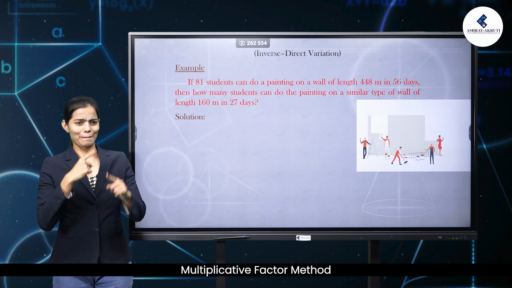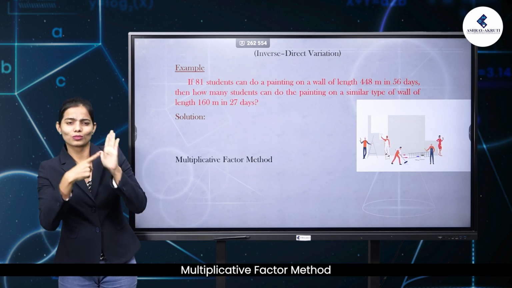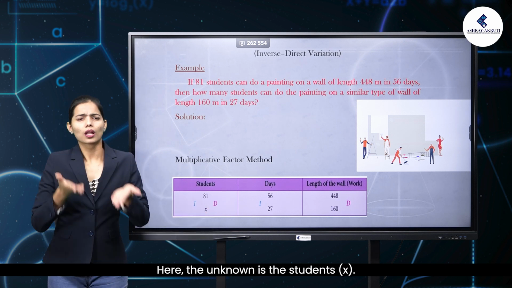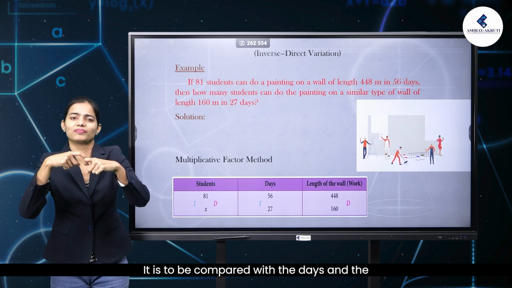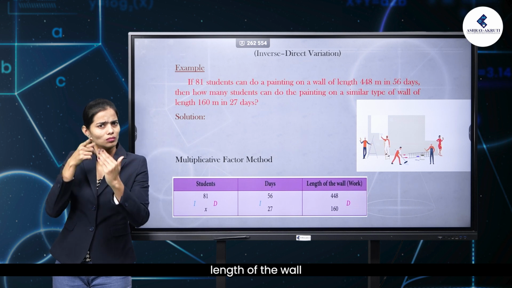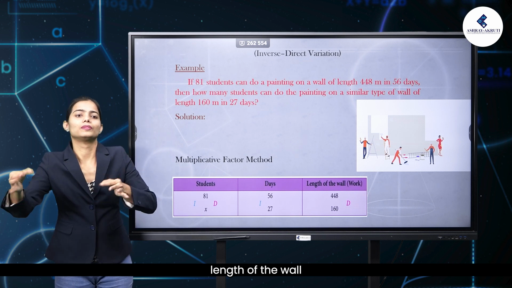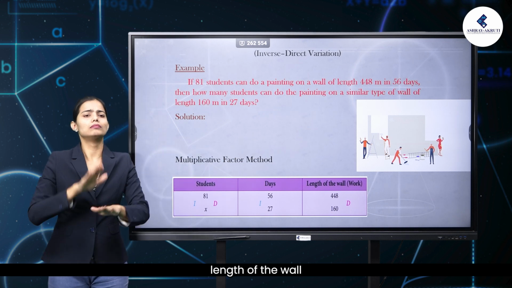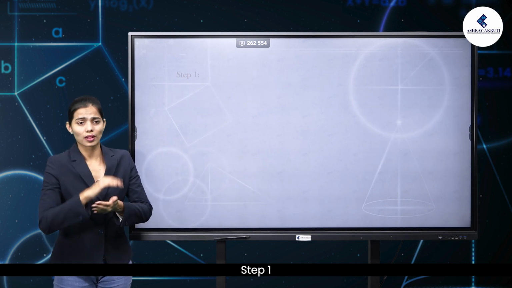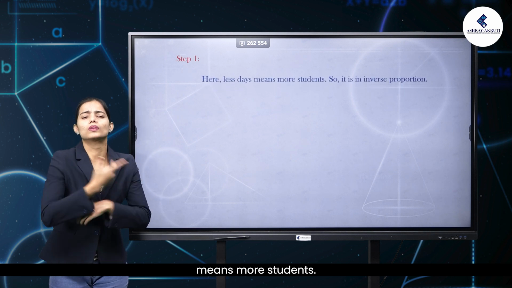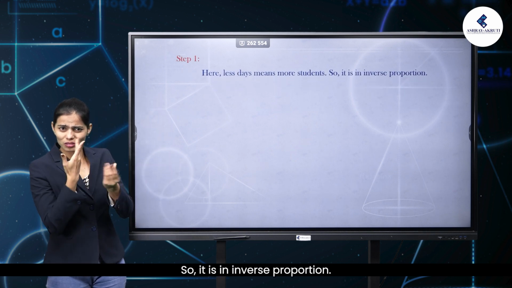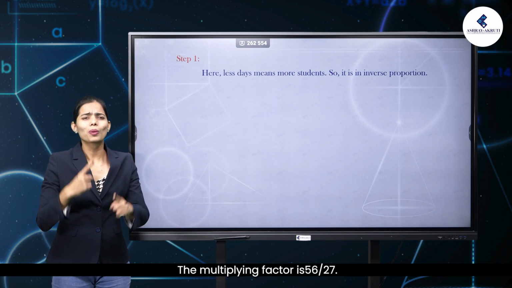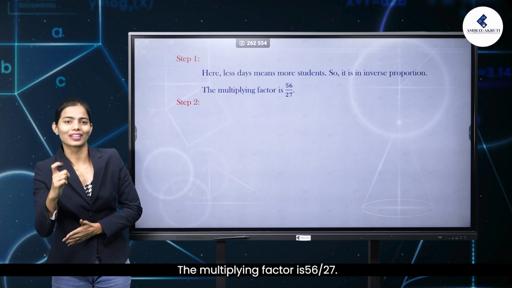Solution. Multiplicative factor method. Here, the unknown is the student x. It is to be compared with the days and the length of the wall. Step 1. Here, less days means more students. So, it is in inverse proportion. The multiplying factor is 56 by 27.